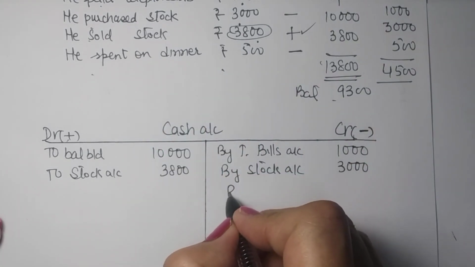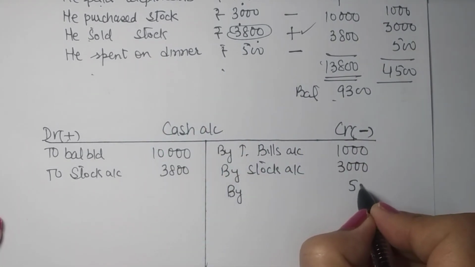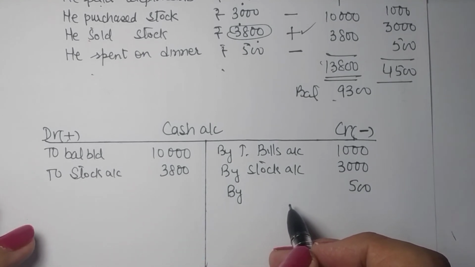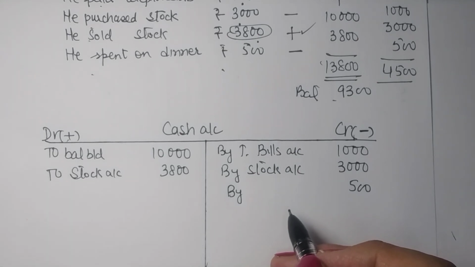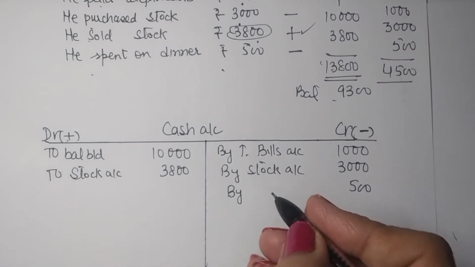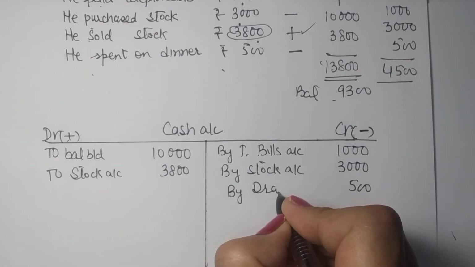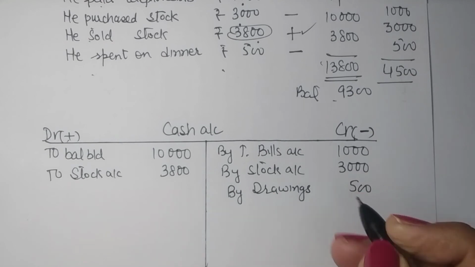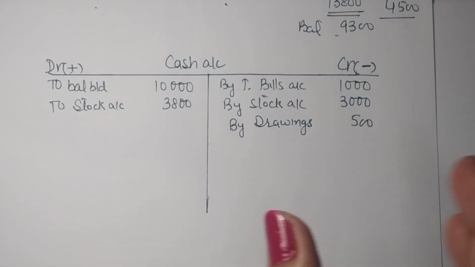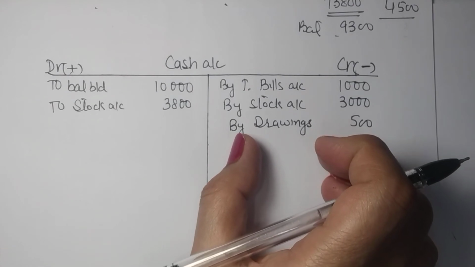Spent on dinner. Now what should we write here? We need to explain this. So should we write here dinner? Now in a business, what is meant by dinner? Is it a business expense? No. You did it on your own. You spent it on your own. So this is the drawing. When a businessman uses the money of business for any purpose, it is his drawing. So it is not an expense, dinner expense for business.